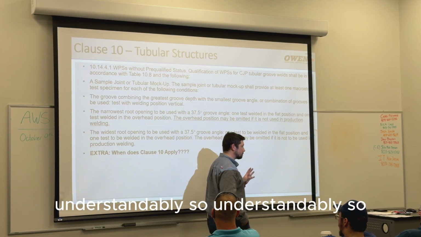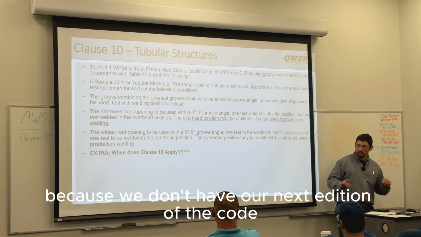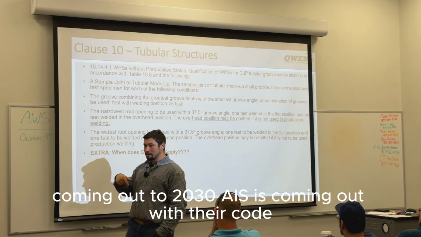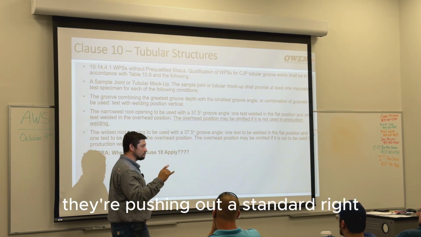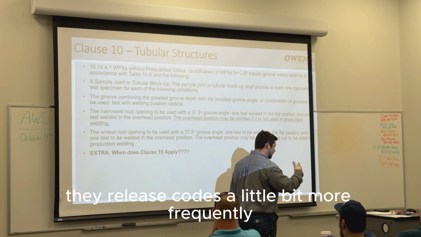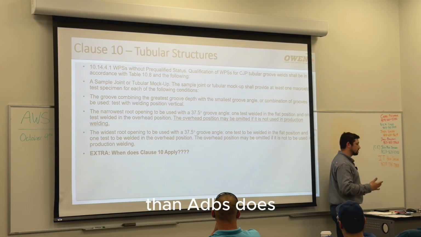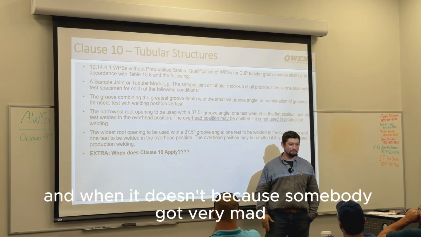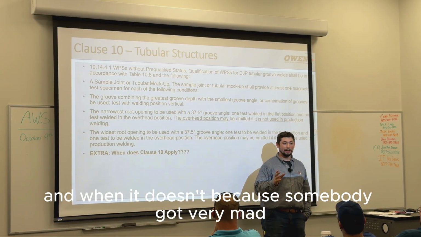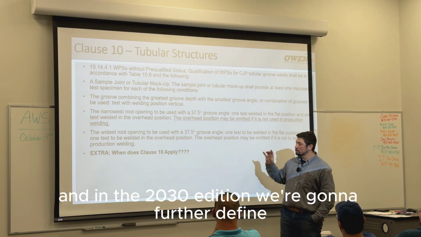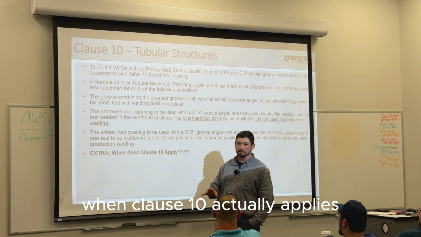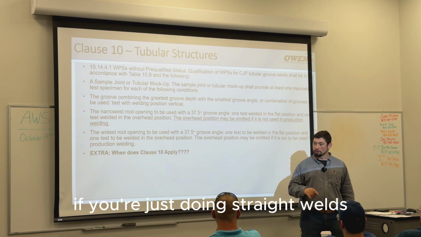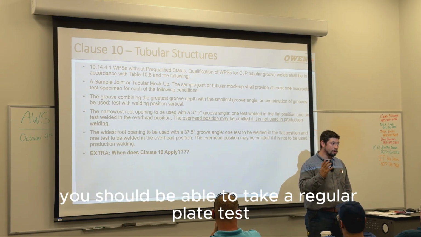Understandably so. And actually, because we don't have our next edition of the code coming out until 2030, AISC is coming out with their code. They're pushing out a standard, right? They release codes a little bit more frequently than AWS does, but they're actually giving us a chart to show when clause 10 applies and when it doesn't, because somebody got very mad. And in the 2030 edition, we're going to further define when clause 10 actually applies. It shouldn't apply unless you're changing your axis of welding by more than 15 degrees. If you're just doing straight welds, even if it's on tube, you should be able to take a regular plate test.